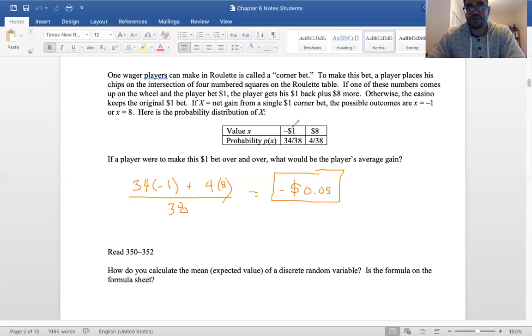Right. And again, the best way to think about that is each time I'm making these bets, these are my likelihoods, right? So the first bet, there's a 34 out of 38 chance that I lose the money. And then whatever this multiplication is, that 4 out of 38 that I win. If you keep adding that over and over again, divided by the total number of outcomes, you end up with this number right here.